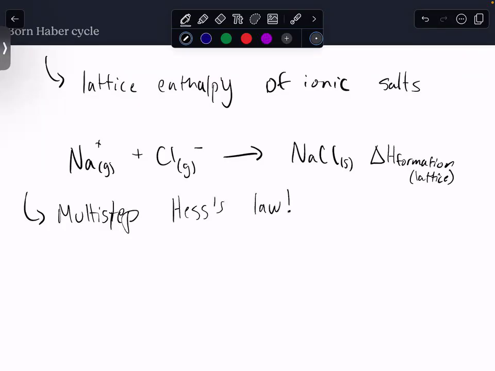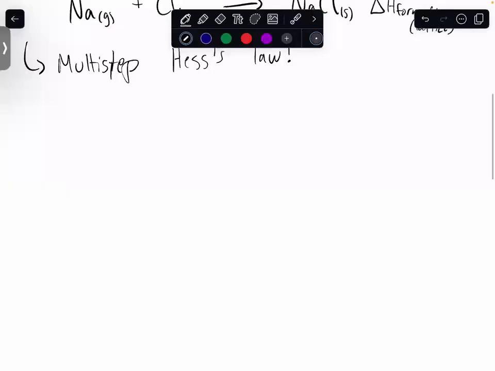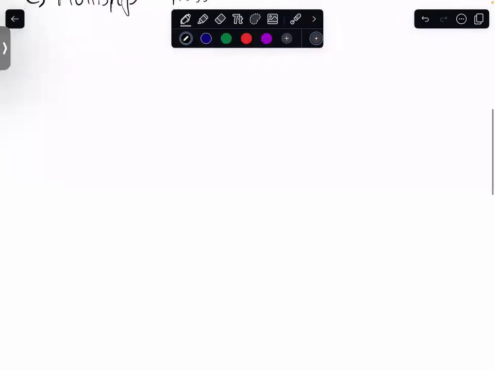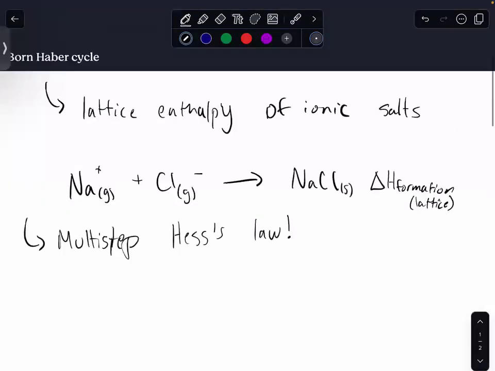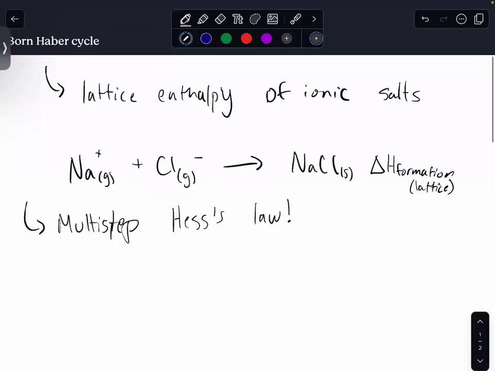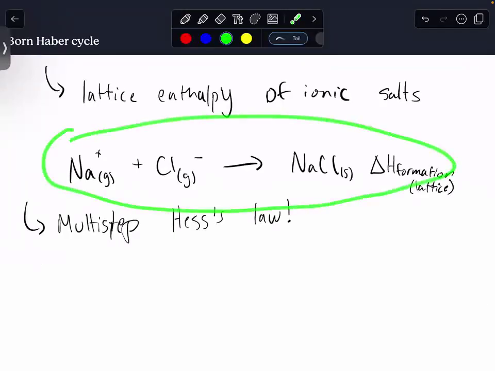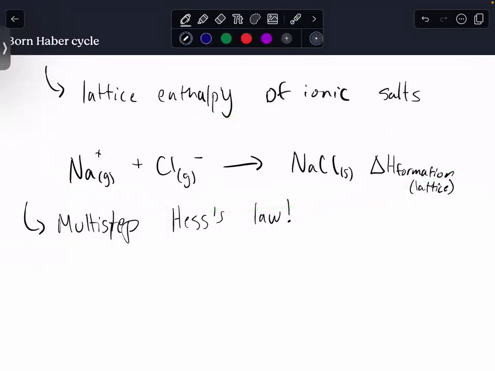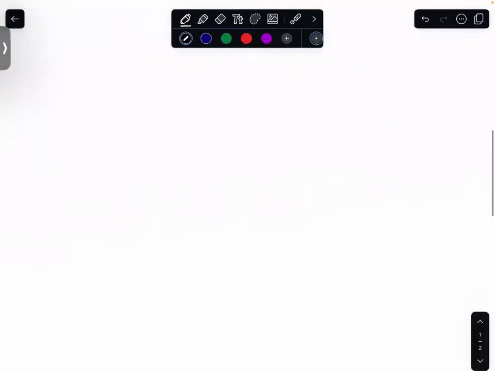So let's go ahead and start it out. Now, I'm going to start by writing a basic equation, but instead of doing it in the way we standardly see chemical equations, I'm going to change our format. So instead of using a horizontal arrow, I'm going to use a vertical arrow.